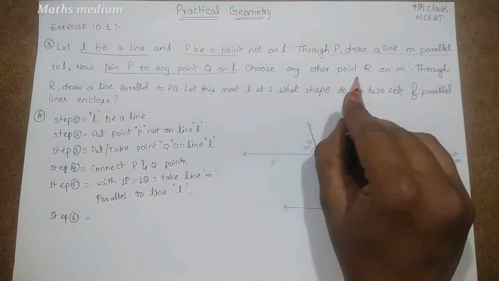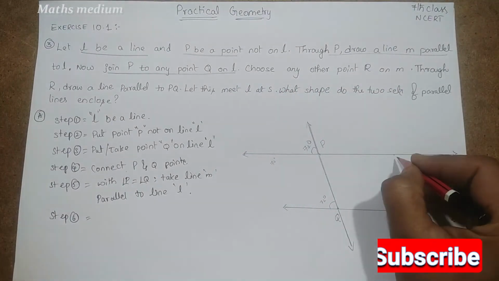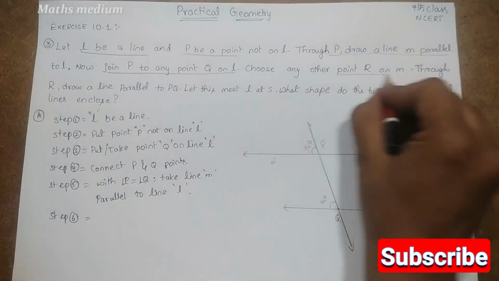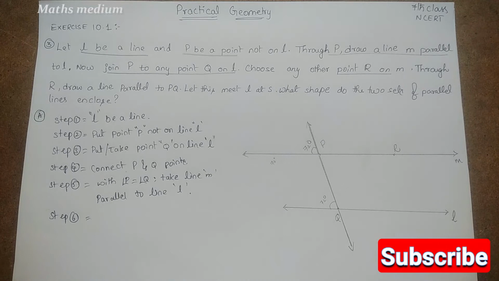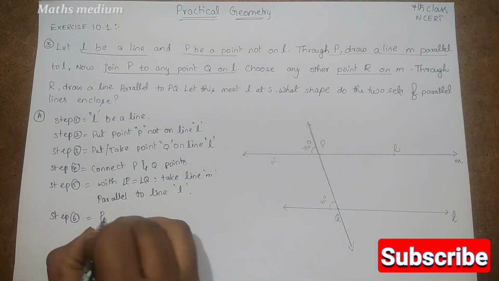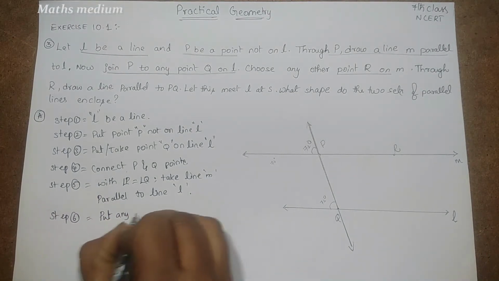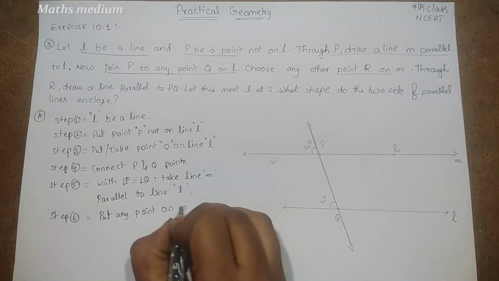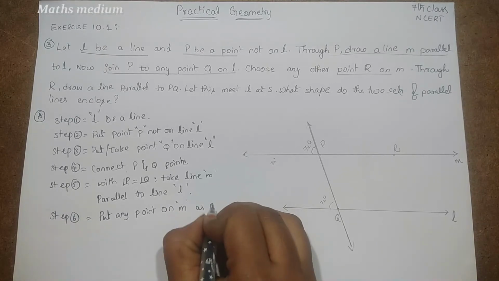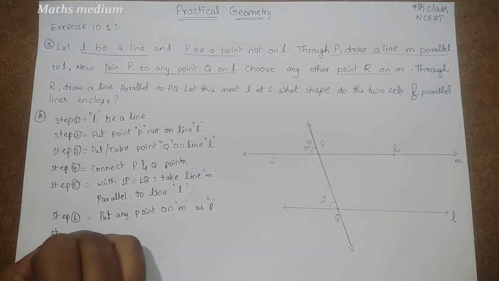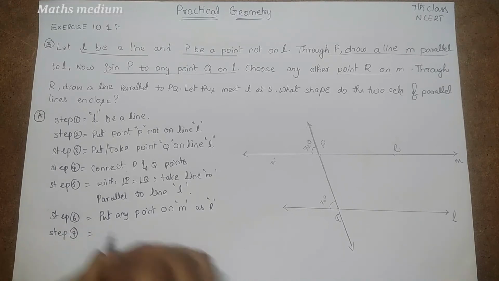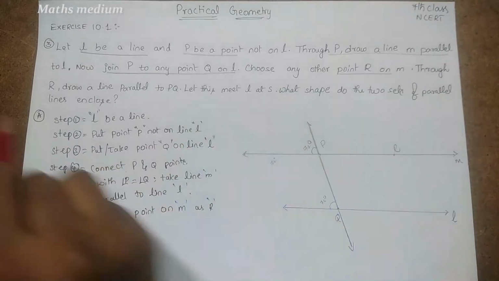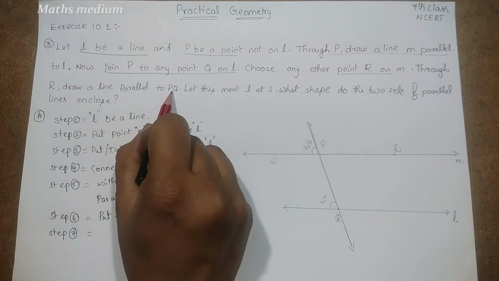Okay, next step 6, this is also completed, right? Choose any other point R on M. I am taking R at any place, I am taking R here. This is also over. So write step 6: put any point on M as R. Next step 7. Through R, draw a line parallel to PQ.